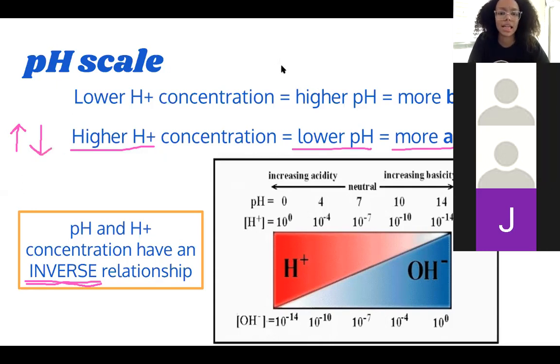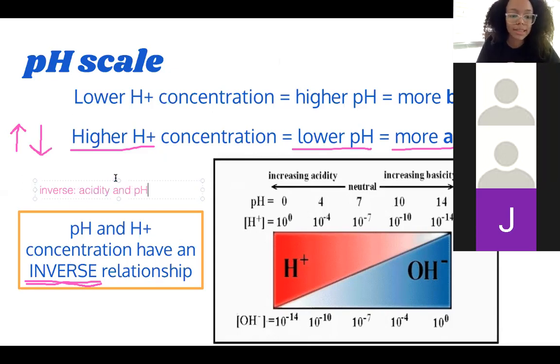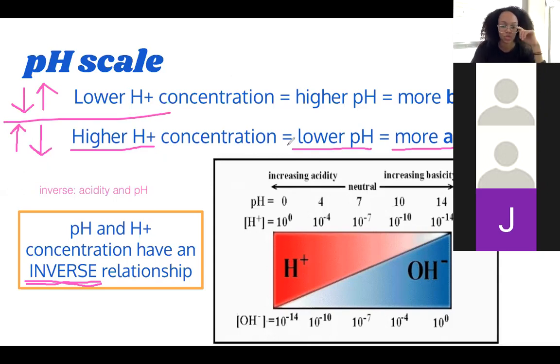You could also say it's an inverse relationship between acidity and pH. Because the more acidic something is, the lower the pH is. The opposite, if you have a really, really low hydrogen concentration, then we're talking about a base. The more basic something is, the higher the pH. So this would be a low hydrogen concentration and a higher pH. Again, that is an inverse relationship.